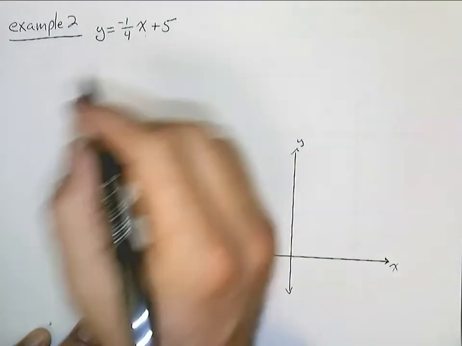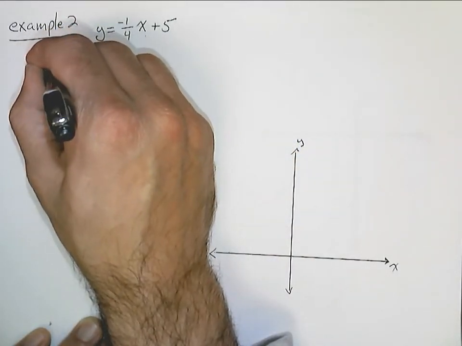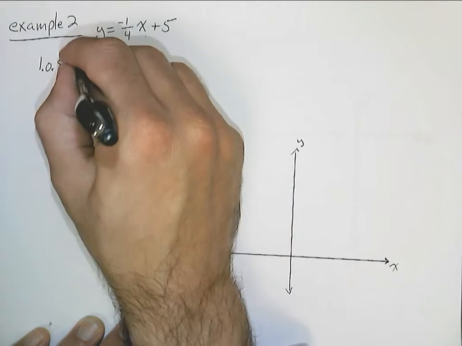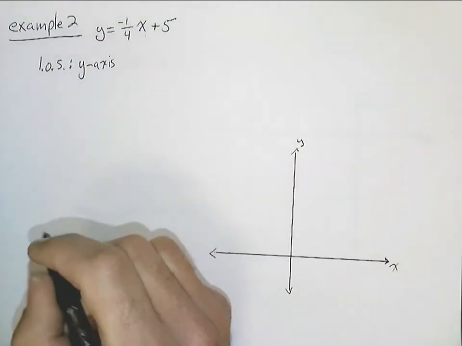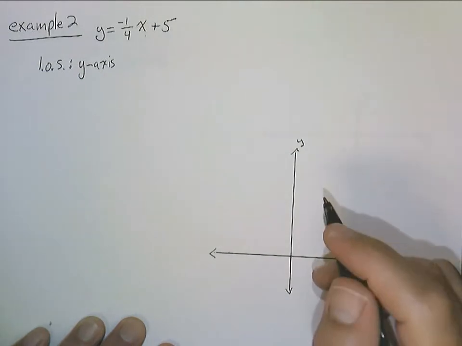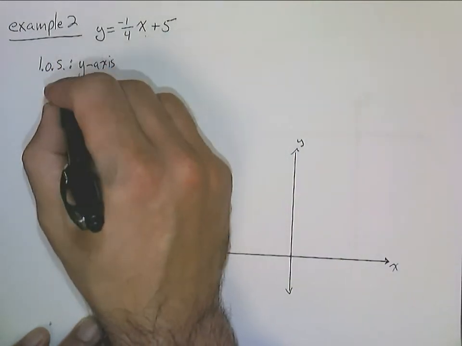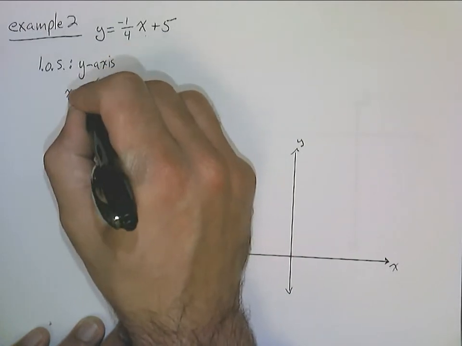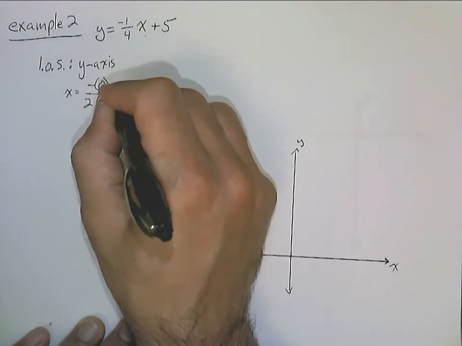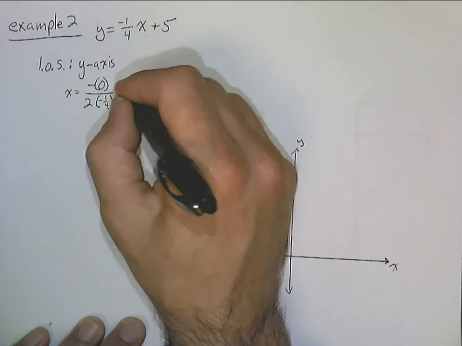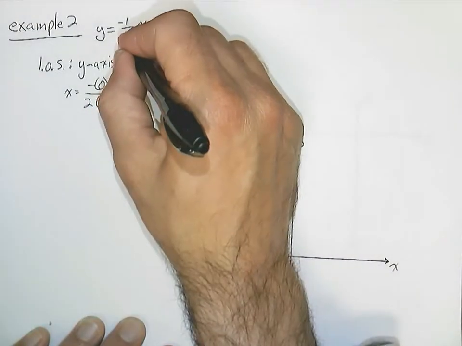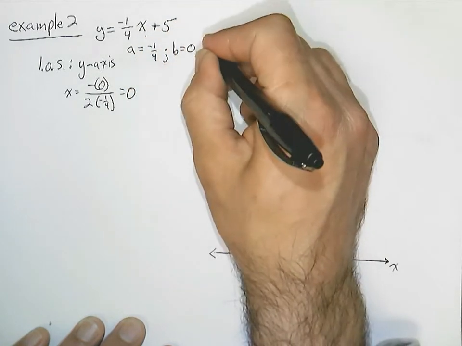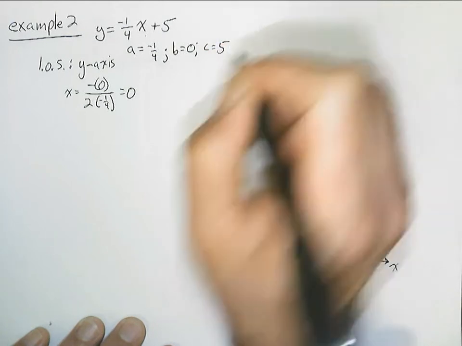So first off, let's just start thinking about this. First off, our line of symmetry is going to be given by, well, since b is 0, we know that's going to be the y-axis, which I've got plotted already right here. Great. If we wanted to, we could figure it out by x is equal to negative b, which is 0, over 2 times a, which is negative 1/4. But of course that 0 just kills everything off, so x equals 0, right? Might have wanted to point out here, a is equal to negative 1/4, b is equal to 0, and c is equal to 5.